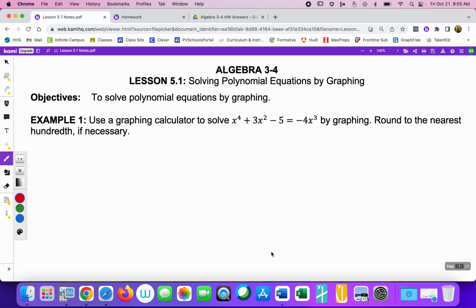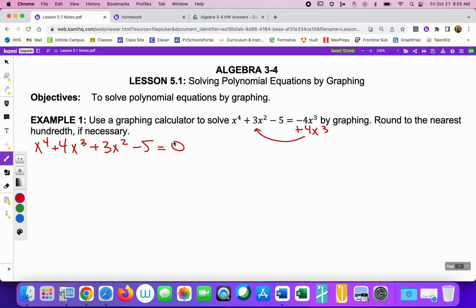Now, before you even attempt to use the calculator, you need it equal to 0. So how do we make that happen? Good. If you're not sure which way to move stuff, try and keep your highest power positive. So x to the fourth is the largest, so move everything towards it. It doesn't have any like terms, and that's okay. So we have x to the fourth plus 4x cubed plus 3x squared minus 5. Now it's equal to 0.